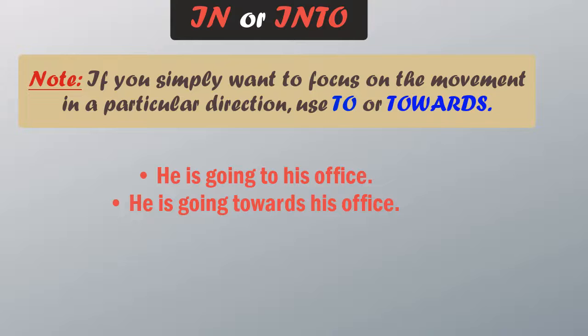He is going to his office, indicating the location. That's exactly where he is going. He's going to his office. He is going towards his office. We can also say that. Here it's not certain that his office is the accurate location where he's going. He might stop before the office, he might even cross the office, but he's going to be near that office, right? If you only want to focus on the movement in a particular direction, simply use to, don't use into.